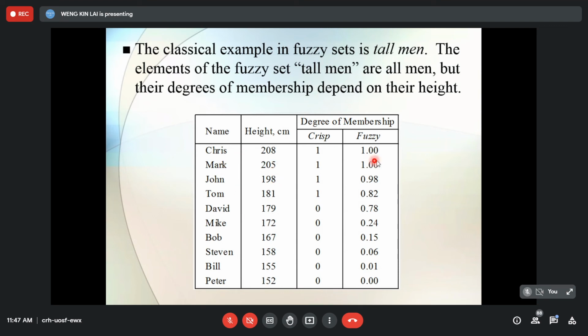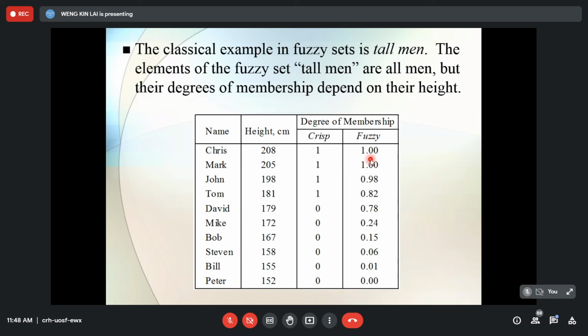Now, if you look at the last column here, it's a sliding scale, no longer just 0 or 1. Anything above 180 goes up, to a maximum of 1, which is close to 205. Above 205 is definitely considered tall and your membership is very high. So think of it in terms of membership: how strong is the membership to that particular class? Anything above 205 is considered 1.0, excellent.